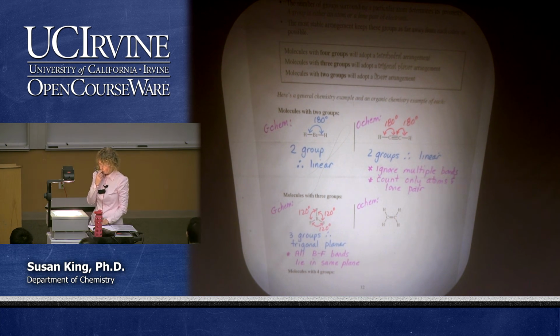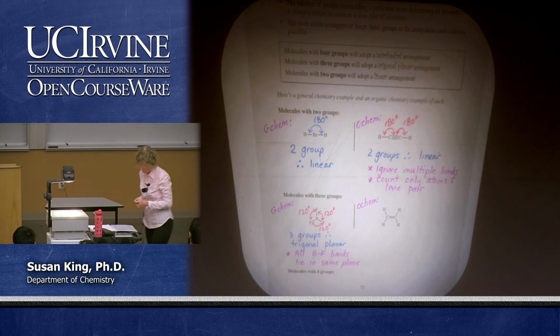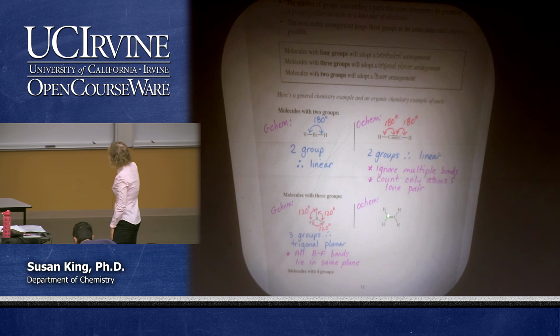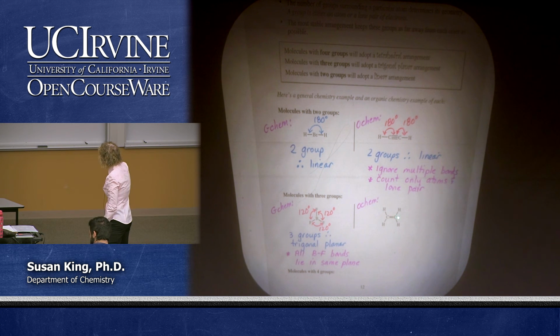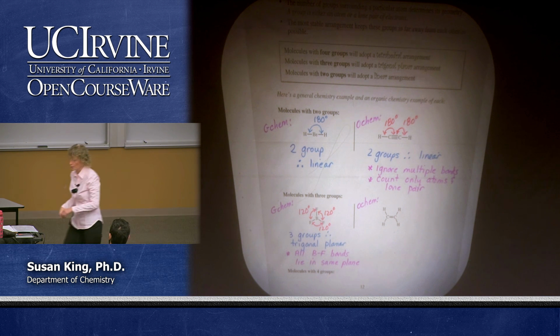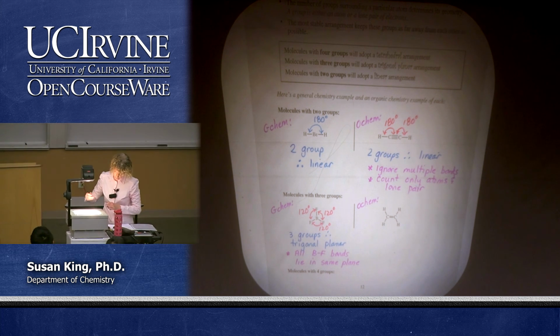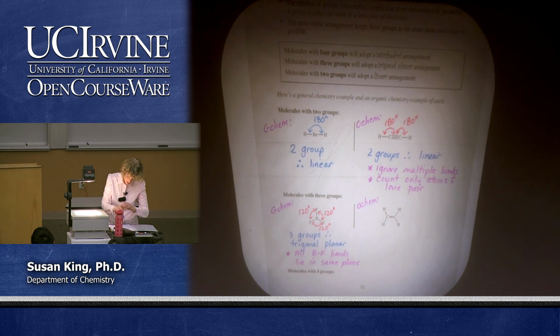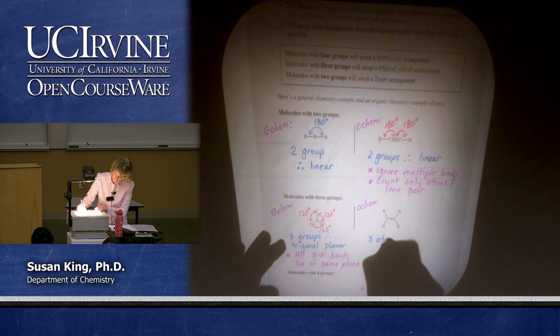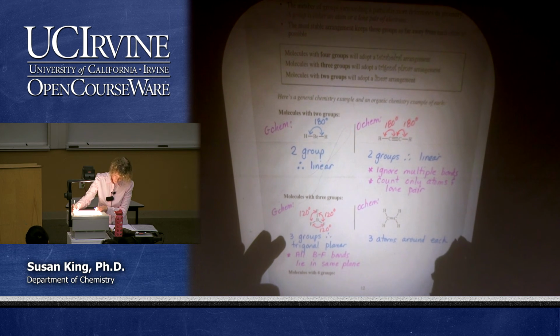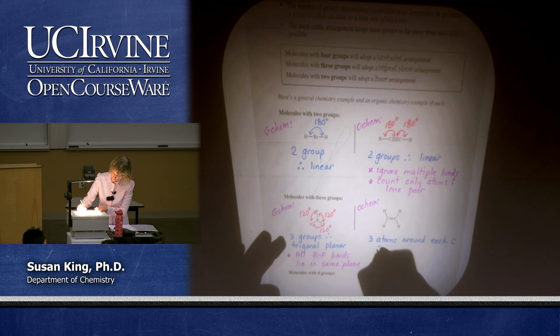So here's an O-Chem example. If we look at each carbon separately, because we don't have a central atom, this carbon is bonded to 3 atoms. So trigonal arrangement of those 3 groups with respect to each other. This carbon here is also bonded to 3 atoms. So both of them will be trigonal planar. We have 3 atoms around each carbon. So therefore, trigonal planar.